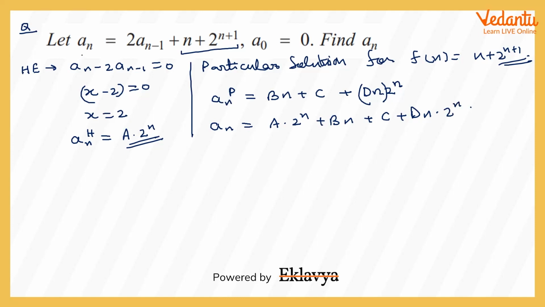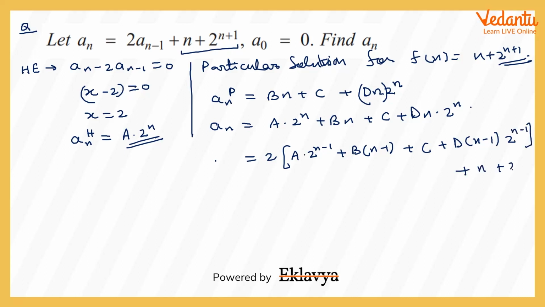Now we will again write this an in this equation. So this will become equal to 2 times an minus 1, which we can write as a into 2 power n minus 1 plus b into n minus 1 plus c plus d into n minus 1 into 2 power n minus 1 plus n plus 2 power n plus 1. Here it can be checked, this a into 2 power n, and a into 2 power n minus 1 outside with 2, they will be cancelled. Similarly, this dn into 2 power n here and dn into 2 power n minus 1 outside multiplied with 2 will also be cancelled.